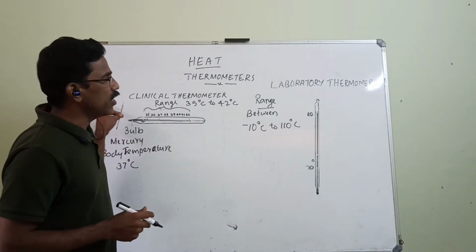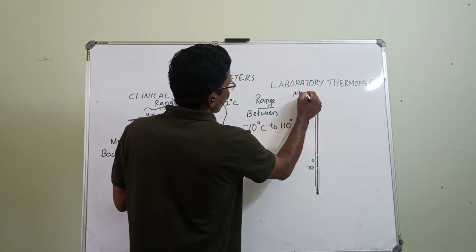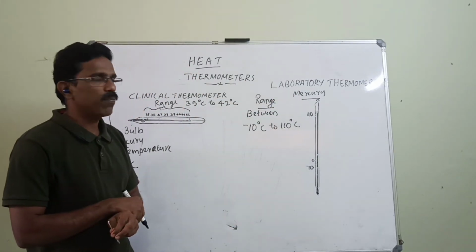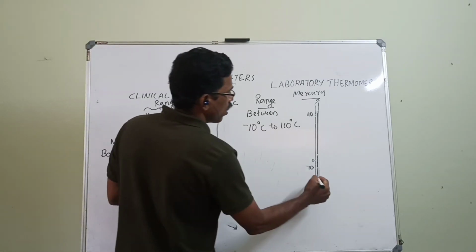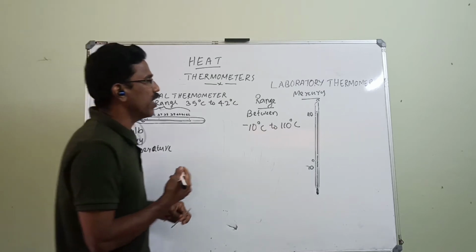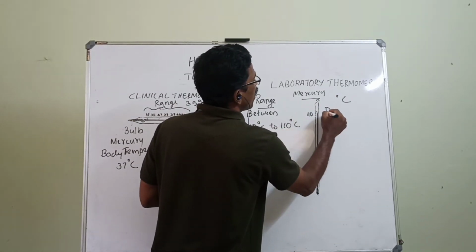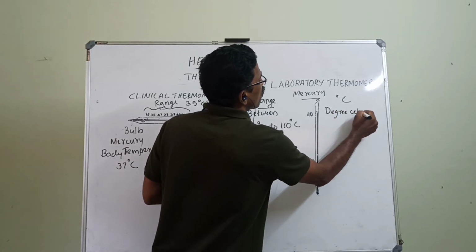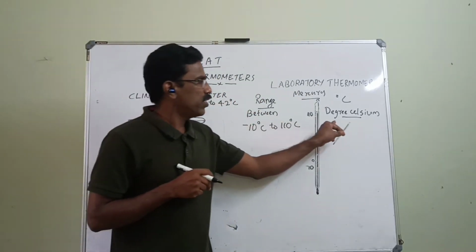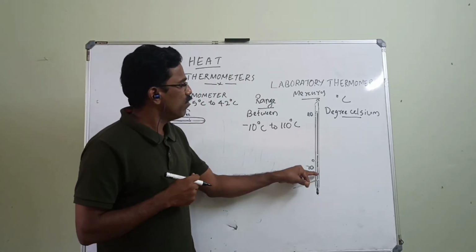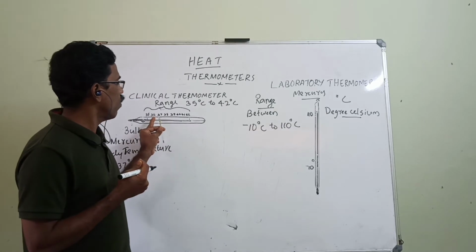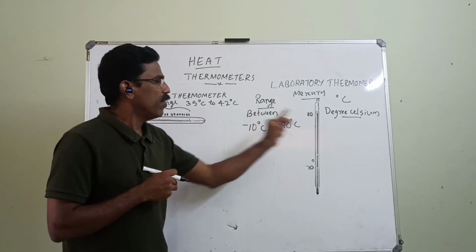In both the clinical thermometer and the laboratory thermometer we use mercury. That is a similarity between them. Another similarity is that in both, the measurement of temperature is taken in degrees Celsius only. So in both the clinical thermometer and the laboratory thermometer, the temperature is measured in degrees Celsius. And if there is a 1 point increase in the laboratory thermometer, the same will be the increase in the temperature of the clinical thermometer also. So those are the similarities between them.